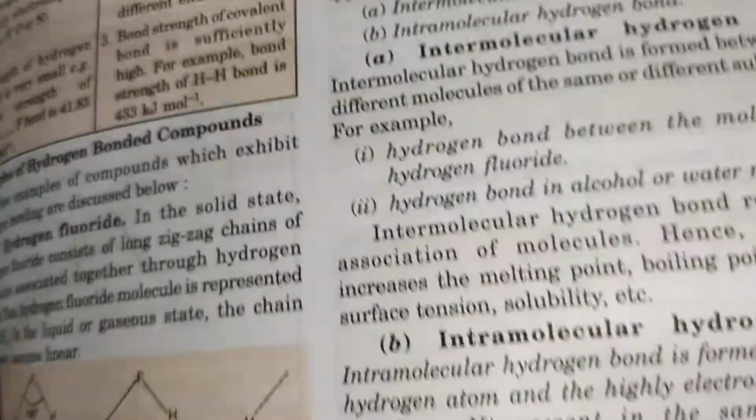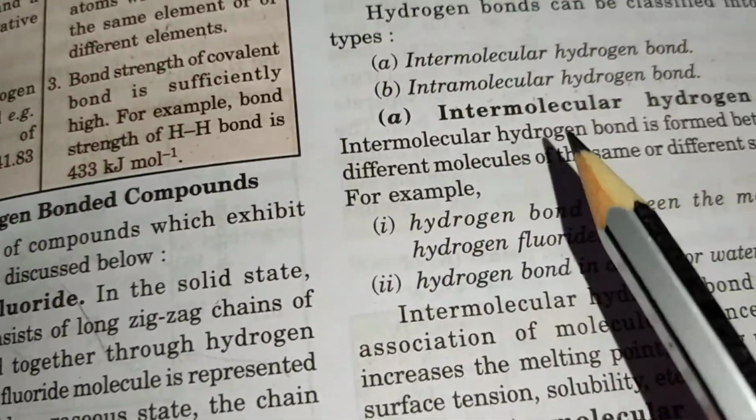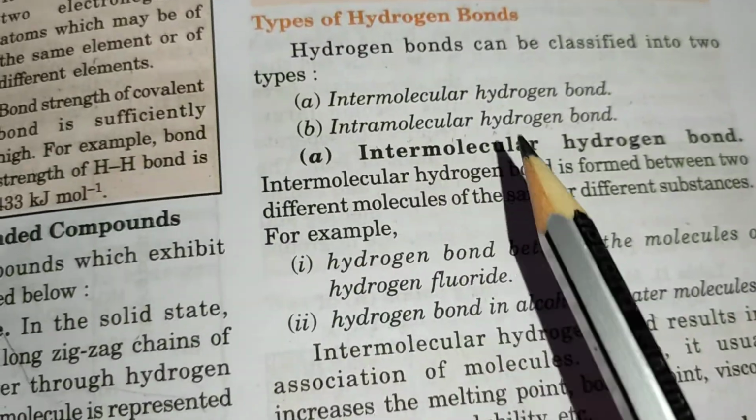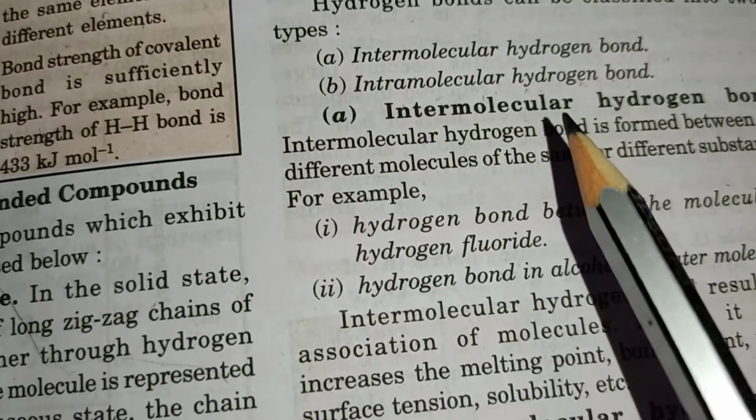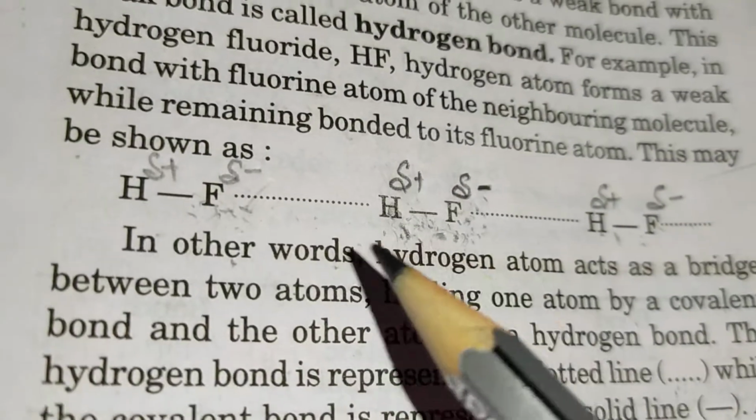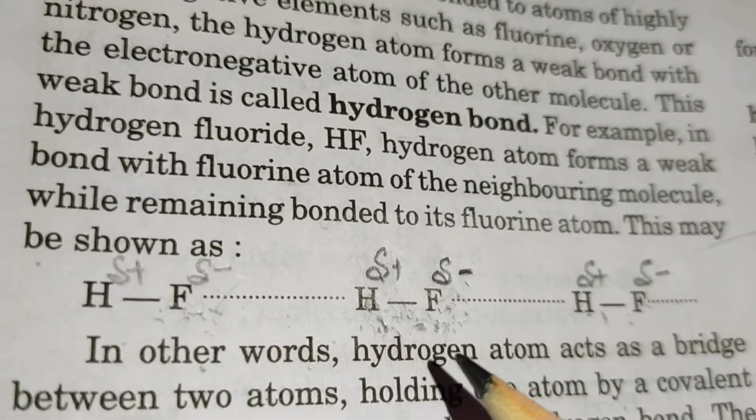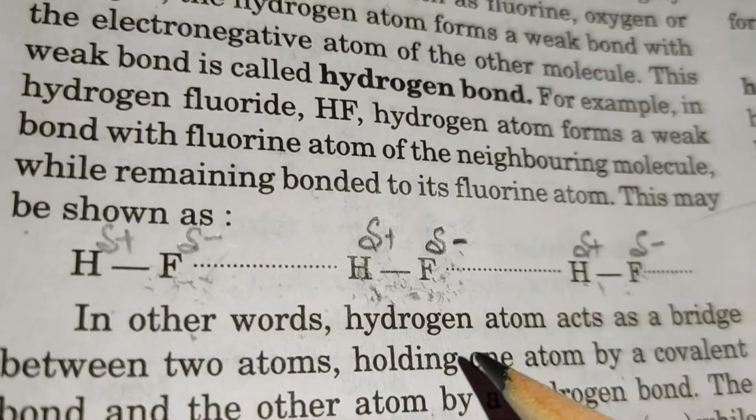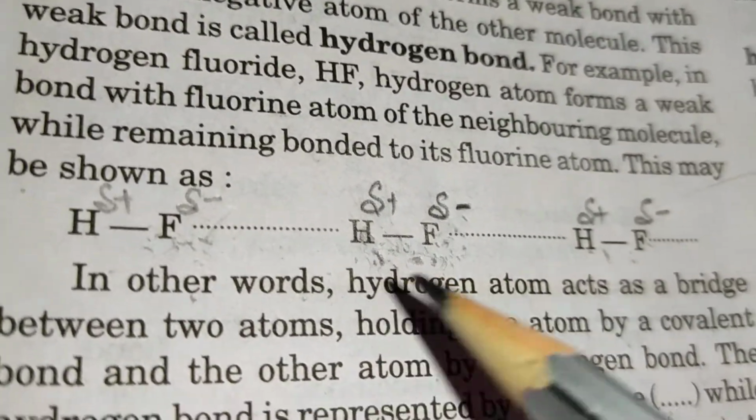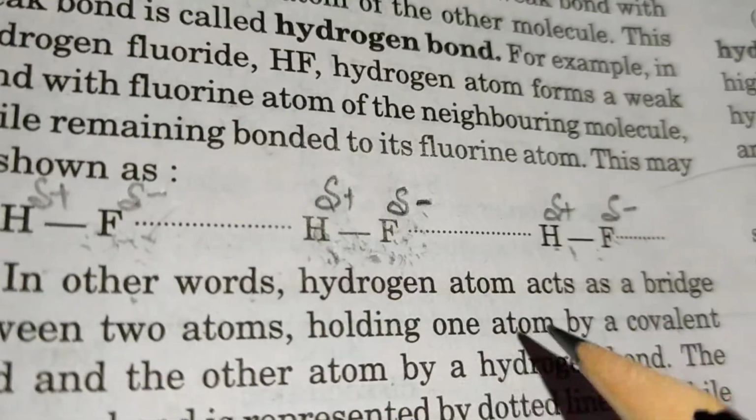So let's now discuss the types of hydrogen bond. See, there are 2 types of hydrogen bond, intermolecular and intramolecular. See, intermolecular hydrogen bond, the best example we have already discussed, this is an example of intermolecular hydrogen bond where the bond is formed between 2 different molecules of the same or different substances. So this is the same substance.